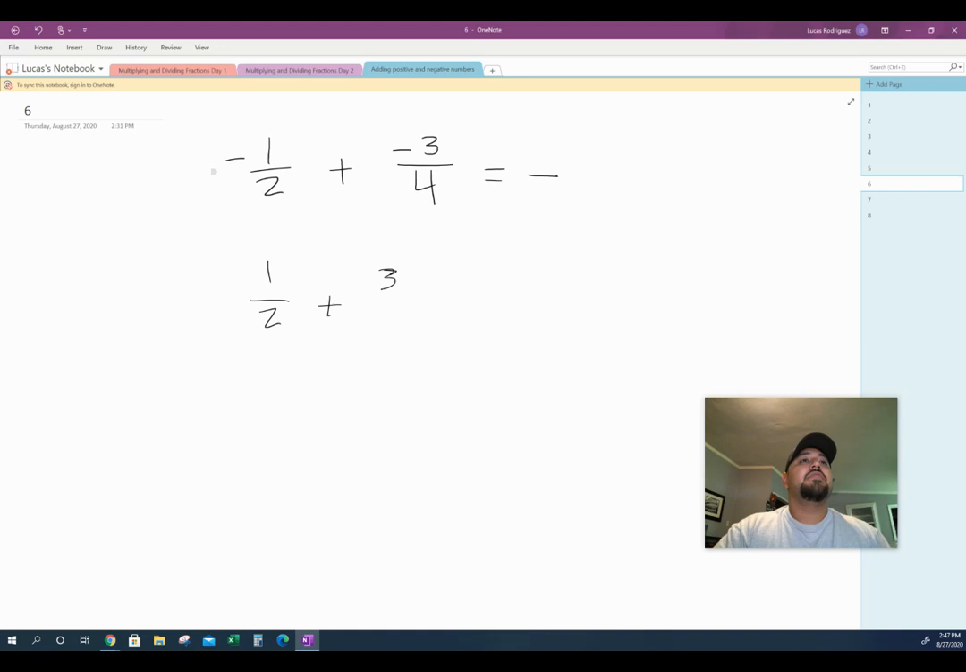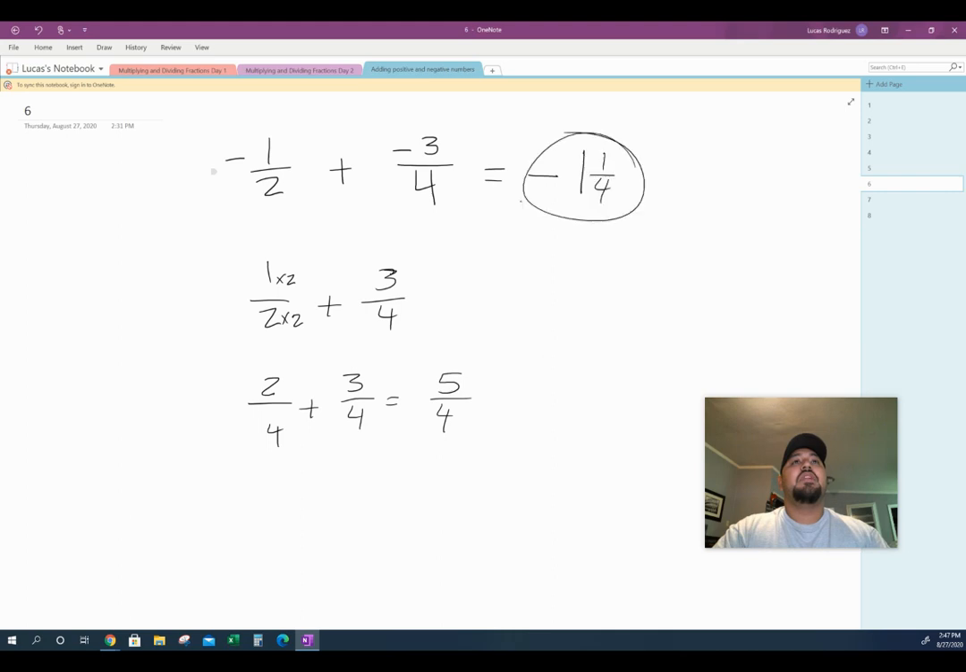So let's rewrite it. I know when I'm adding fractions, I need to find a common denominator. So now this is going to be written as 2/4 plus 3/4. It's going to be equal to 5/4, which is 1 and 1/4. Okay, if you don't know how to do that, you need to go back to the fractions videos.